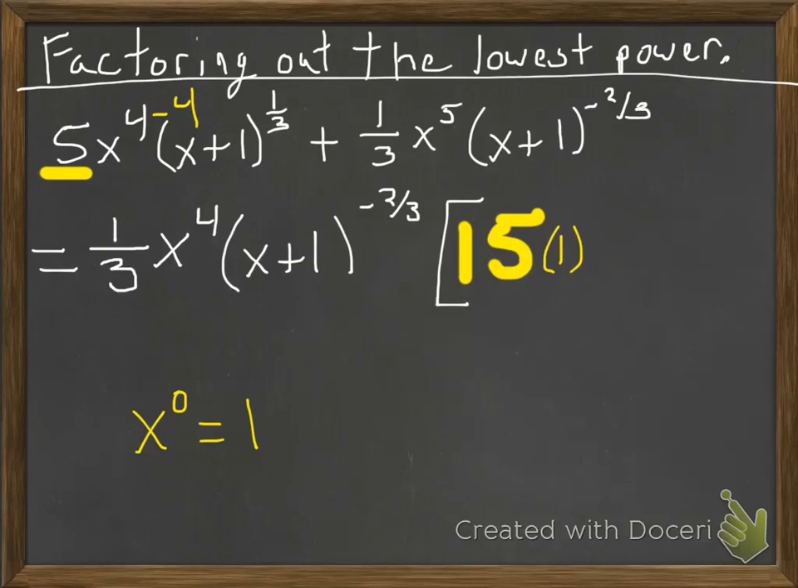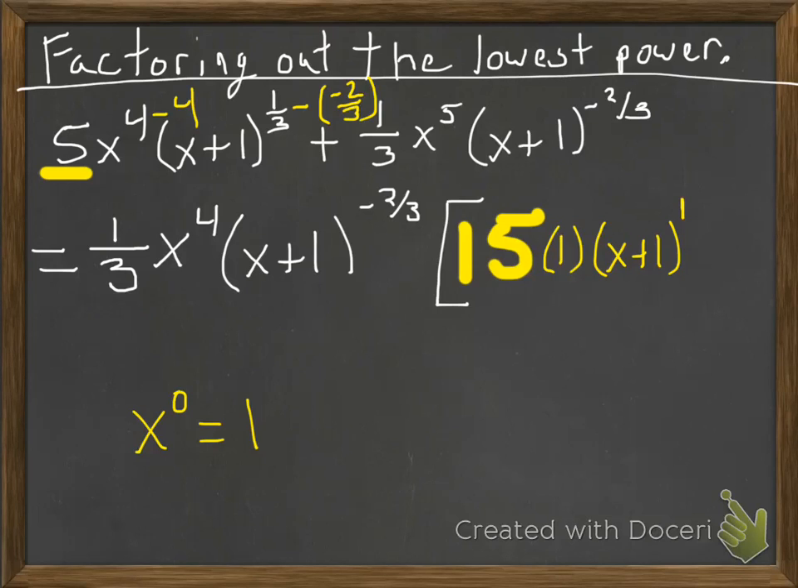Then when I factor a negative two-thirds out here, it's like I subtract it from the exponent here. So I have one-third minus negative two-thirds. Well, that's really just 3/3, which is just 1. That gives me x plus 1 to the three-thirds, or just the first power.